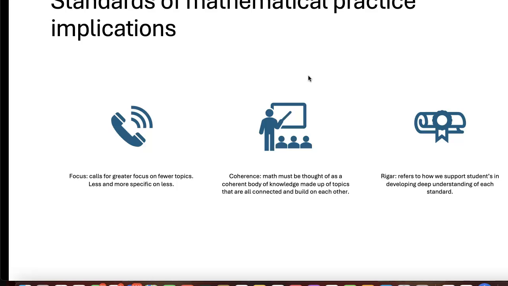Coherence. Math must be thought of as a coherent body of knowledge made up of topics that are all connected and build on each other. Rigor refers to how we support students in developing deep understanding of each standard.